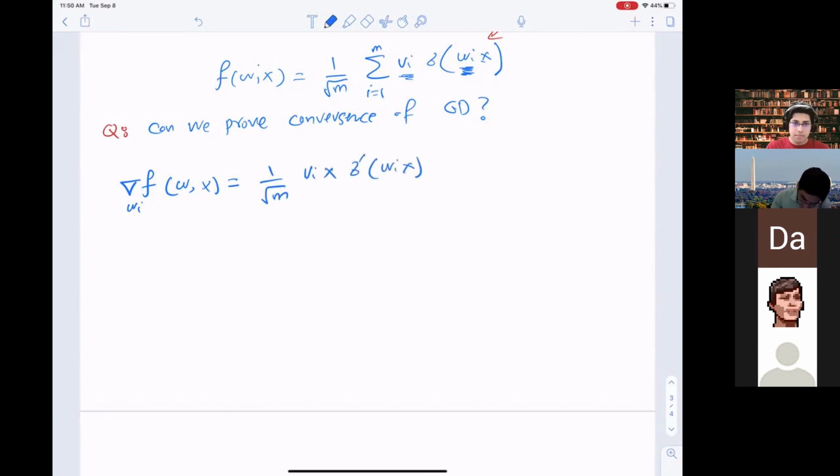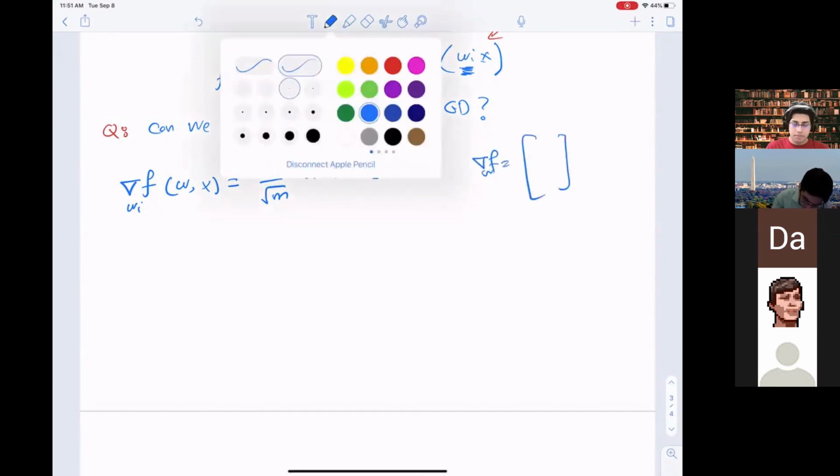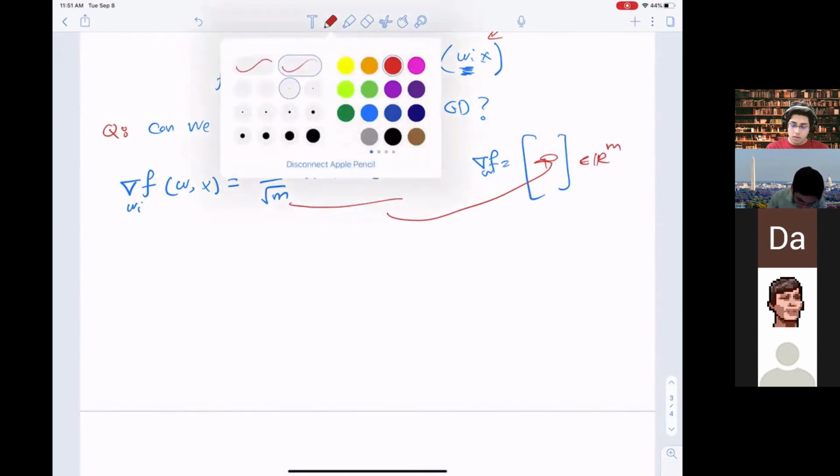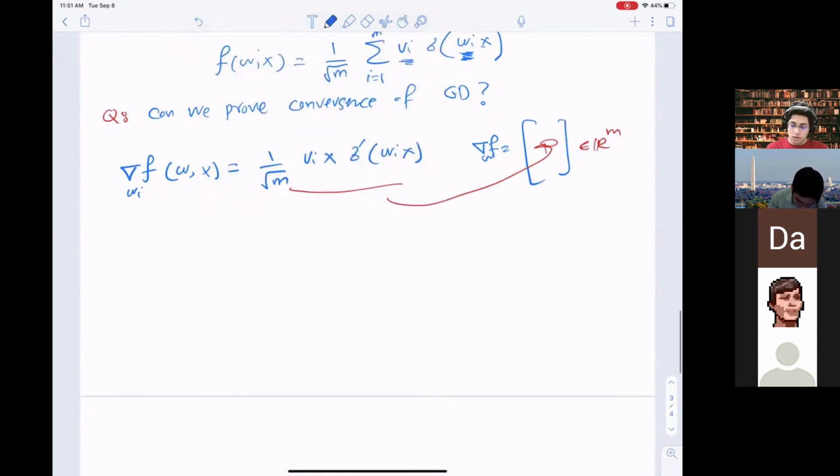And then my gradient vector would be a vector whose ith component is this. This is a scalar, right? So I'm going to put all of these components together and I'm going to have a vector of dimension m for my gradients. All right, so then what is the tangent kernel here?